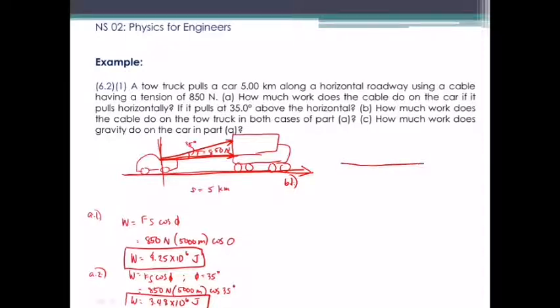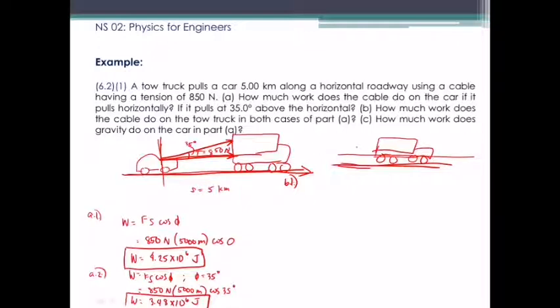Say for example, we have this truck. Our displacement is along x, that is the displacement, and our force for B1, if it is applied horizontally.